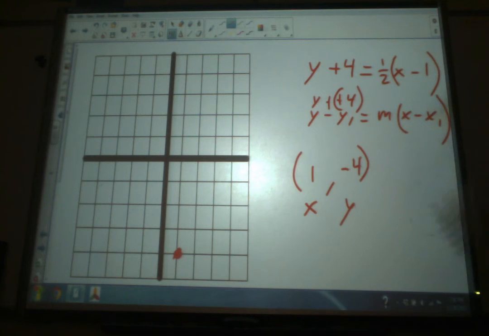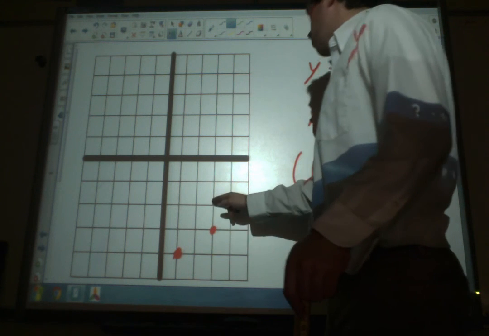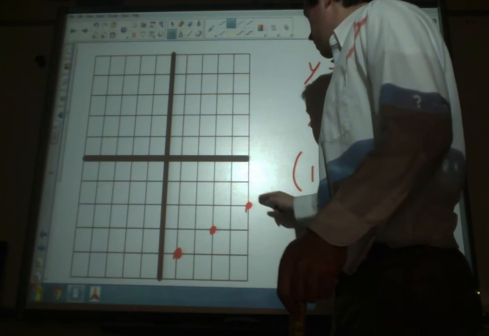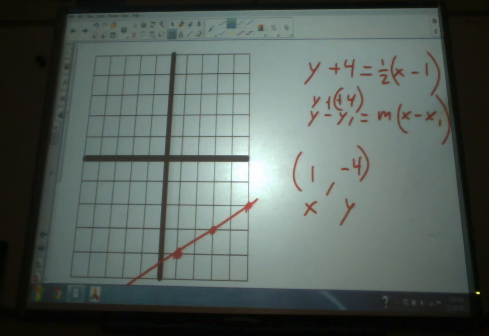And then following our slope, the slope is 1/2. So we're going to rise 1, run 2. We could do it again. Rise 1, run 2. There's our line. There we go. We just graphed another one. All right? So that's how we can graph equations that are in point-slope form.